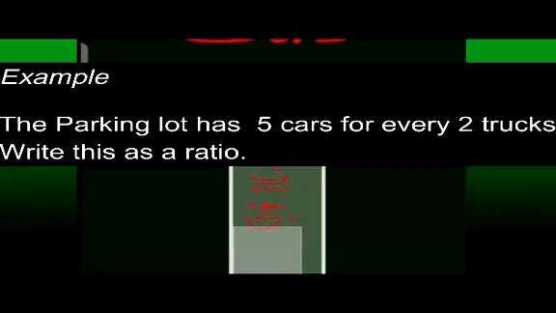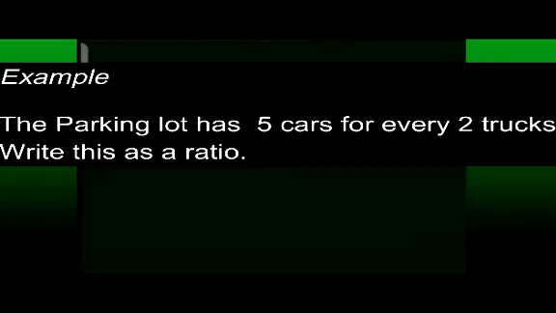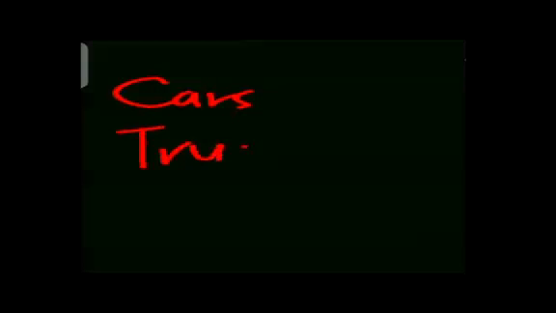For every 2 trucks, write this as a ratio. Now, what are they saying here? The first one is they are mentioning cars, and the second one is the trucks. That means we have cars and we have trucks. You can see that the first one goes to the first, that is the first ratio.